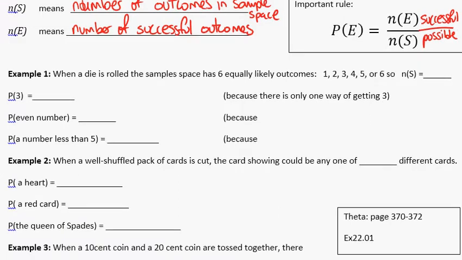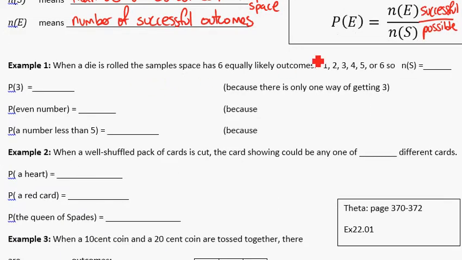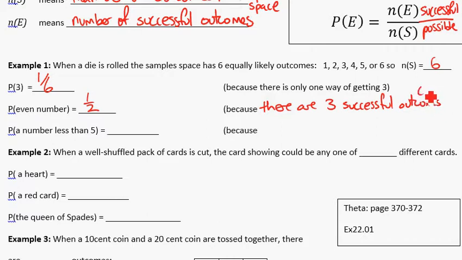Right, example number 1. We're rolling a dice, 6 equally likely outcomes. So the number of possible outcomes is 6. Probability of getting a 3 would be 1 out of 6. There's 1 chance out of the 6. An even number is a half, because there are 3 successful outcomes, and that would be a 2, a 4 or a 6.